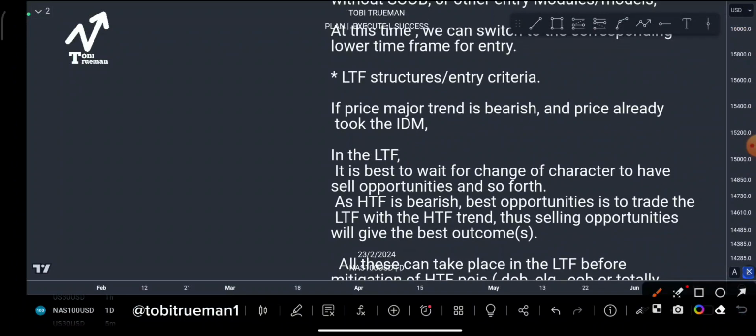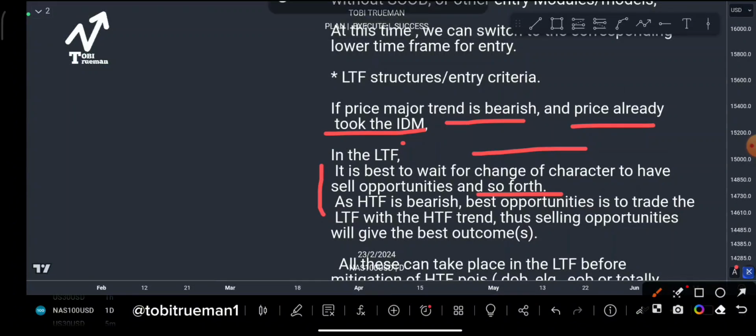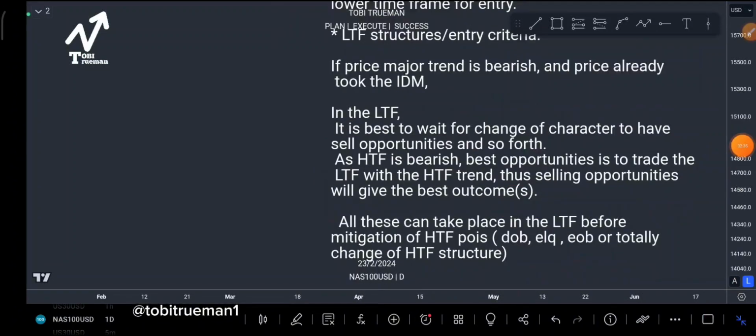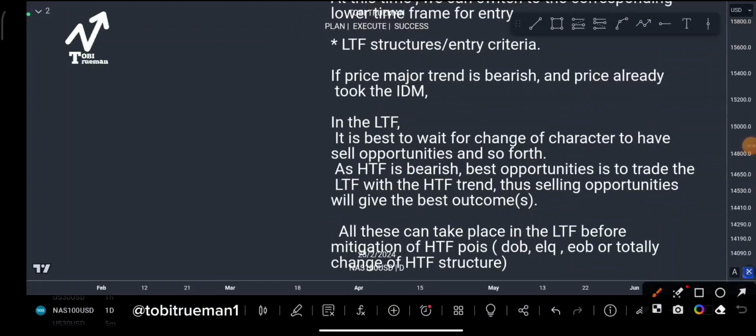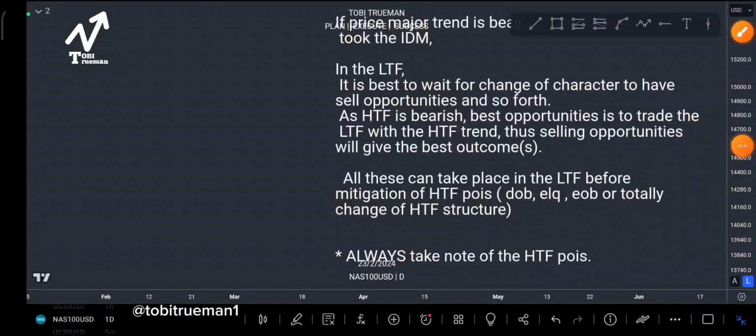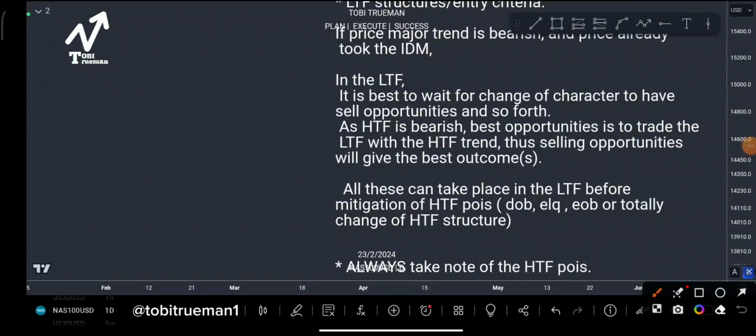Now, if price's major trend is bearish, for example, and price already took the higher time frame inducement, in the lower time frame it is best to wait for a change of character to have sell opportunities and so forth. What I'm trying to say is, when price has taken out the higher time frame inducement, then we'll come to the lower time frame, and in the lower time frame we want something to happen first of all. Price has to show a change of character.